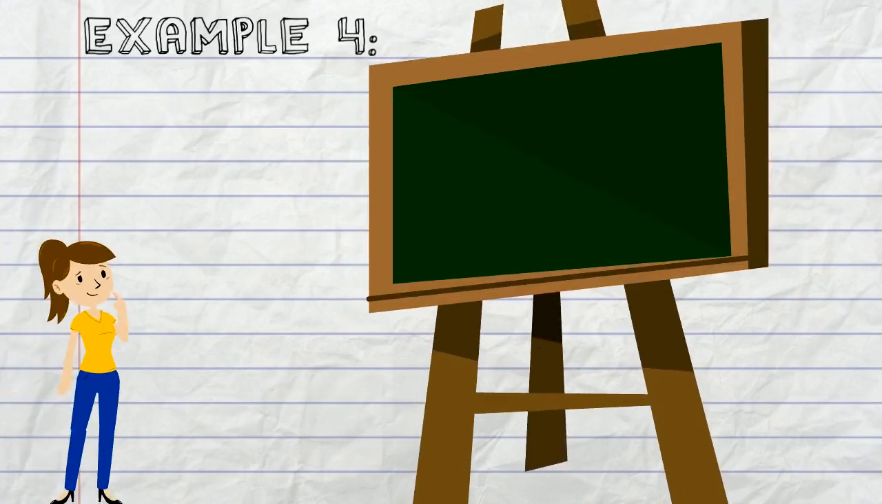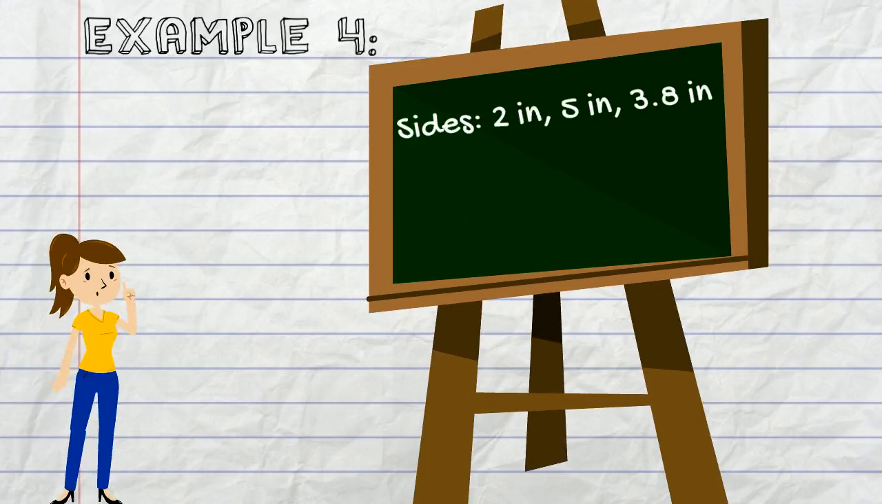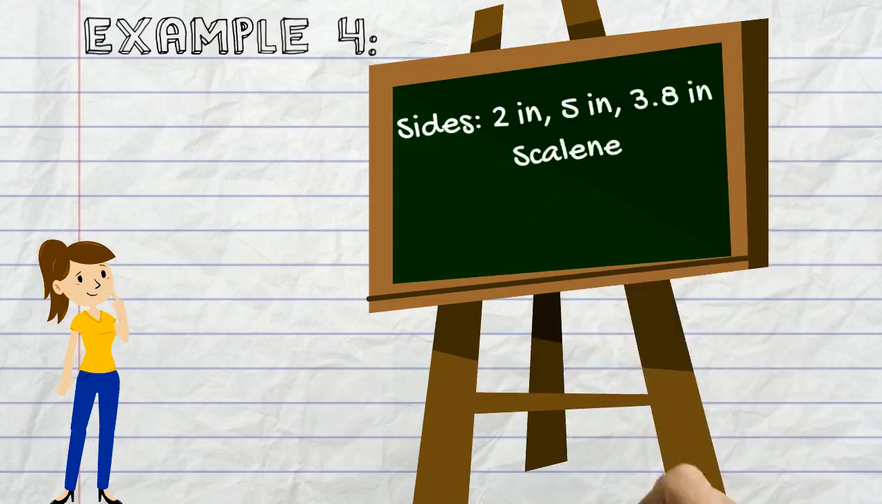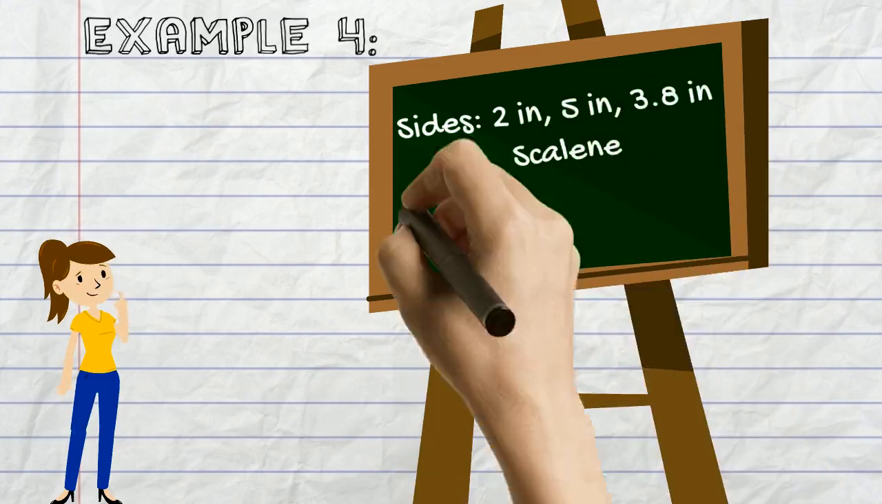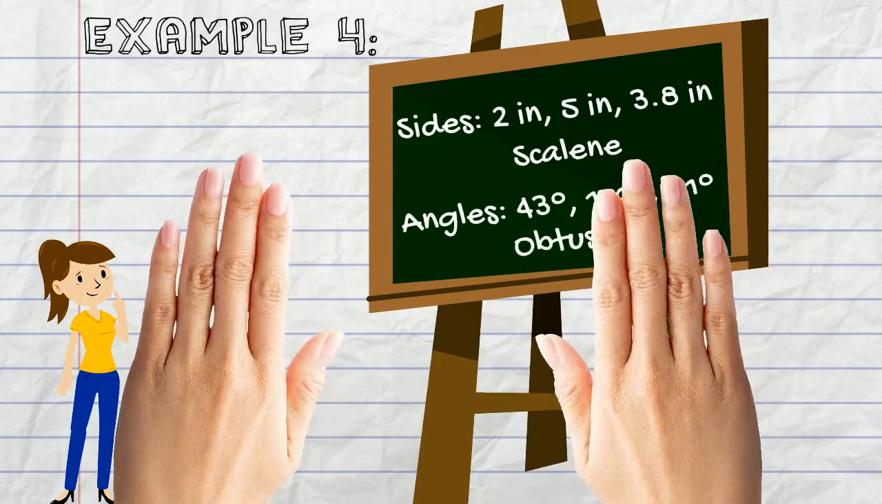Here's another example. The sides are given as 2, 5, and 3.8 inches. None are equal. That makes it a scalene triangle. The angles are given as 43, 116, and 21 degrees. With an obtuse angle, that makes it an obtuse triangle.